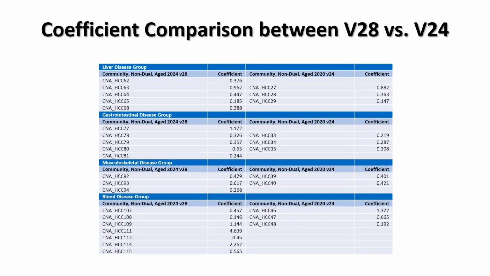Coefficient comparison in liver, gastrointestinal, musculoskeletal, and blood disease group. Within the musculoskeletal disease group, the HCC 94 systemic lupus erythematosus and other specified systemic connective tissue disorders will have its own category. The blood disease group will be one of the categories that will grow the most. It will have 7 categories out of 3 that it currently has. However, the blood disease group category is driving a negative impact to total risk score because far fewer diagnoses in these categories map to HCCs under the new model.